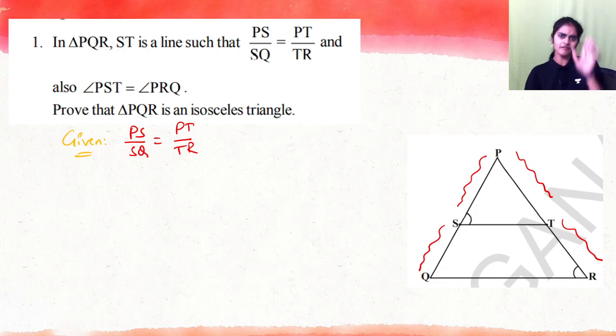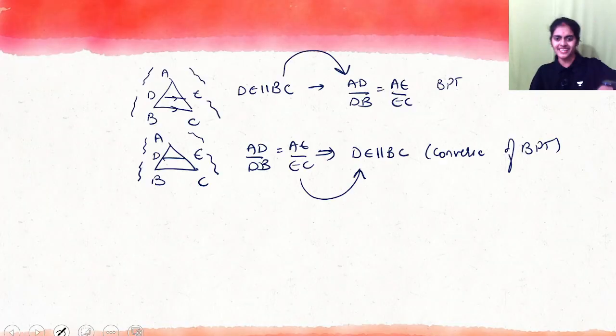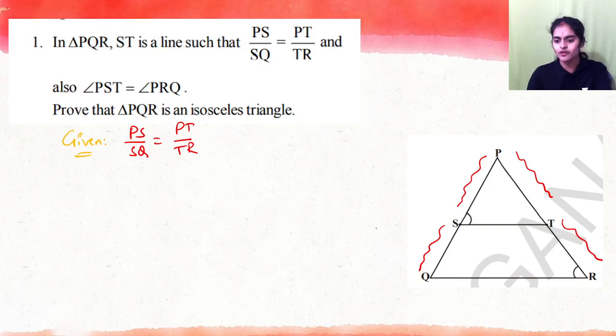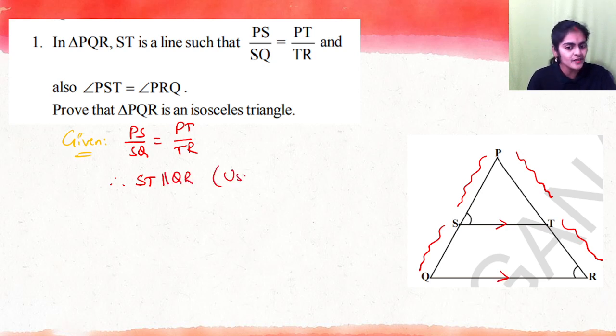From this, if you remember what I just explained, the ratio is equal. So what can I say? Can I say the line is parallel to the third side? So therefore, I can say ST is parallel to QR, using converse of BPT.